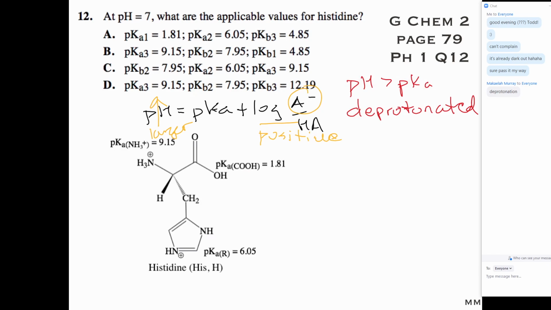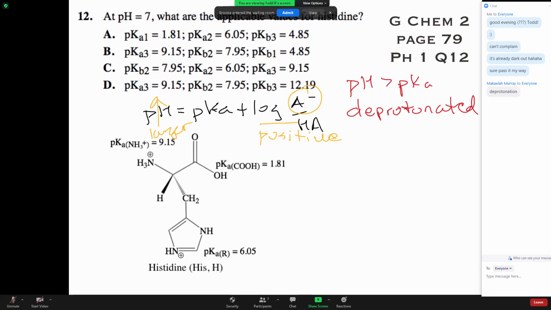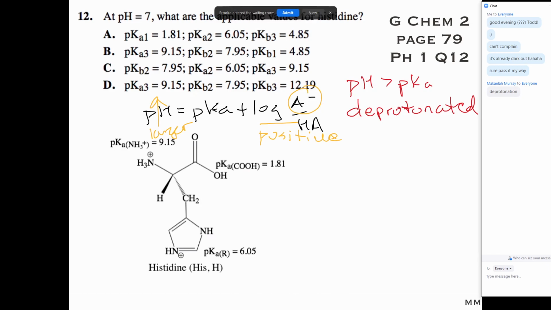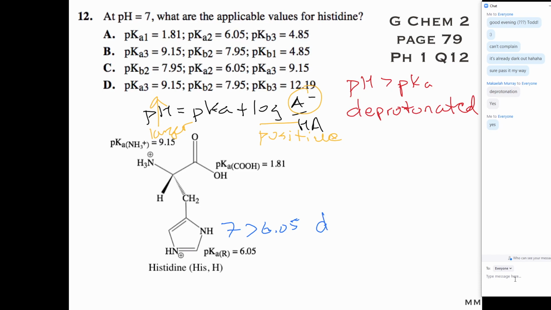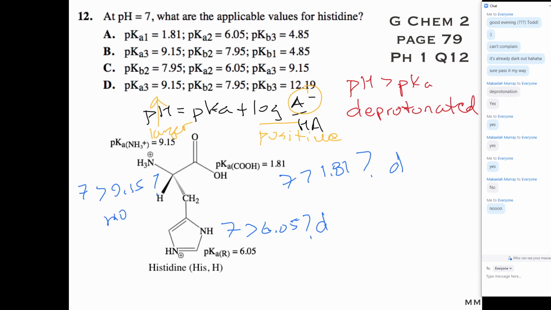Okay, so with that in mind, I want to go site by site by site. So is 7 higher than 6.05? So this is going to be deprotonated. Is 7 higher than 1.81? Yep, so that's going to be deprotonated. Is 7 higher than 9.15? Nope. So that one's going to remain protonated. So that one's going to just stay as is. So the 9.15 is legit here and legit here.